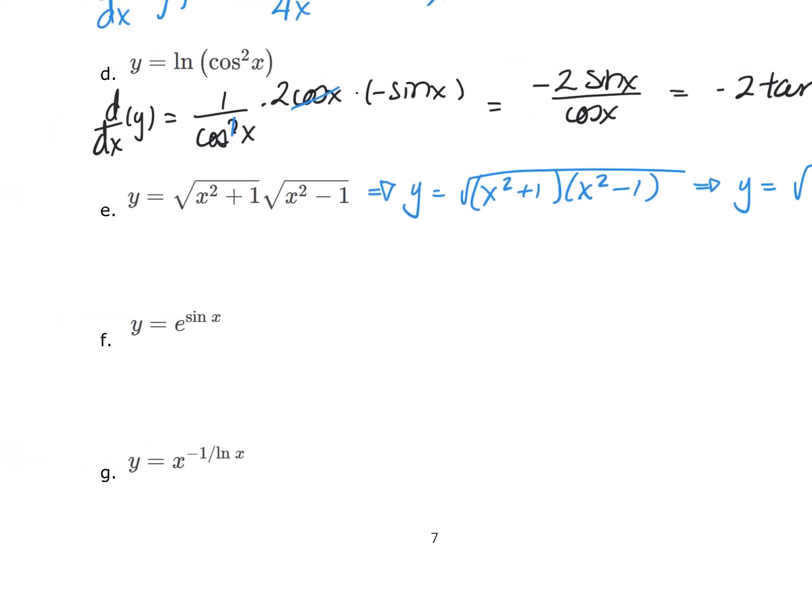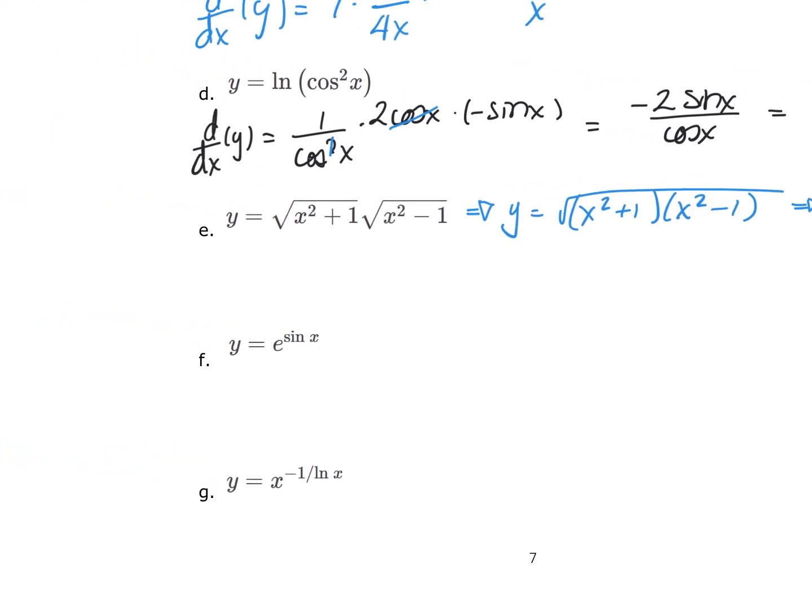If you're like, man, I don't want to use a chain rule, then we can do it with logarithmic differentiation. So I can take the natural log of both sides. I have the natural log of y is going to give me the natural log of the square root of x squared plus 1 multiplied by the square root of x squared minus 1.